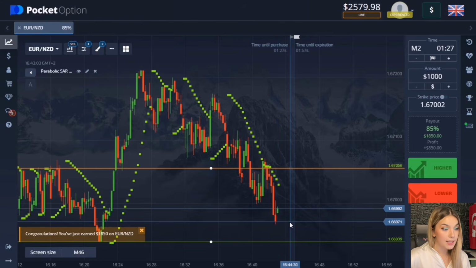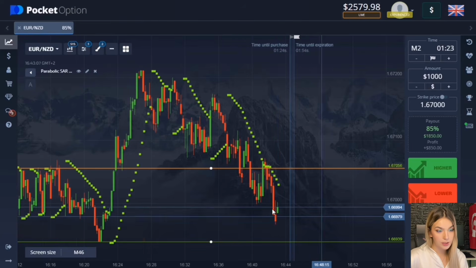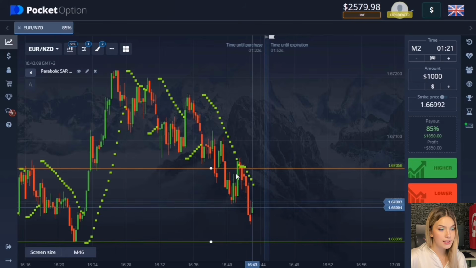Well guys, it's not bad. After the pullback, the internal resistance level, the price continued its downside movement again and we get profit.